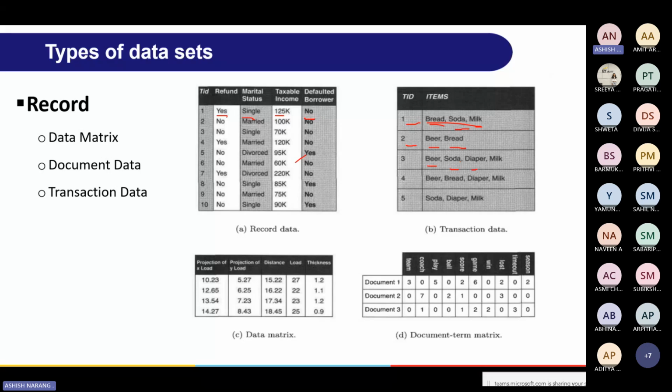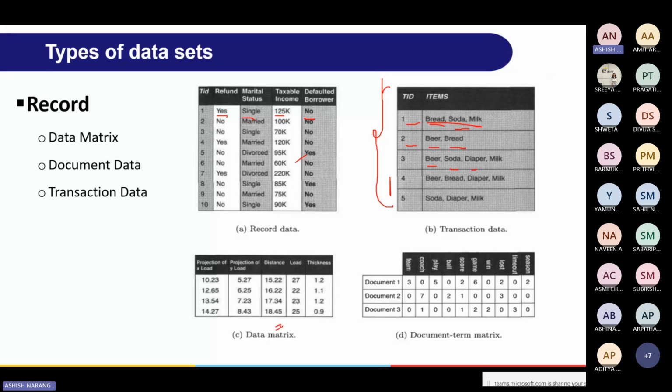For this particular data, I can always do market basket analysis to see which two items are sold together. Once I know that bread and jam are sold together, I can plan the layout of the store by keeping bread and jam together, or I can run a promotional offer. So in such cases, this market basket analysis helps. Then you have data matrix also.